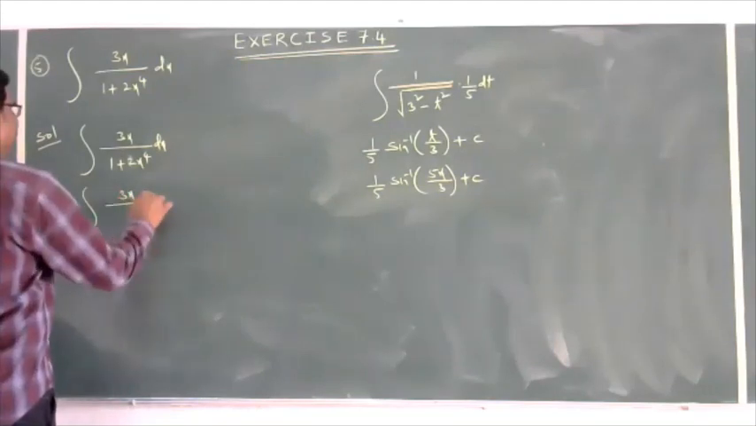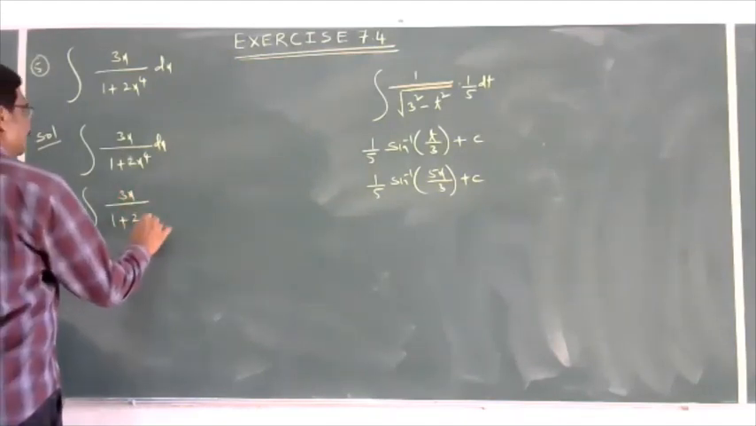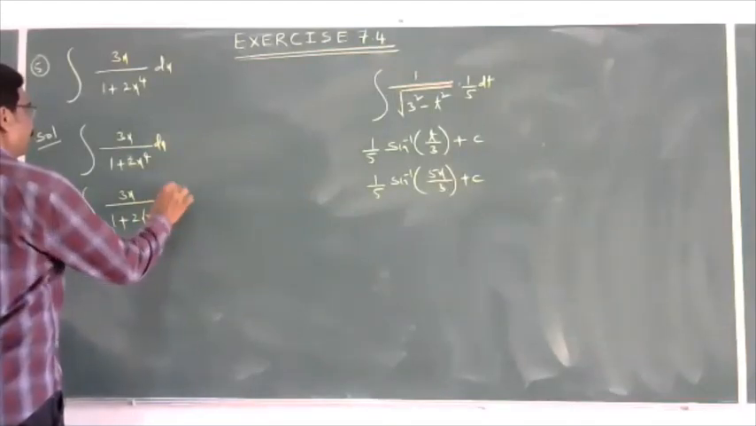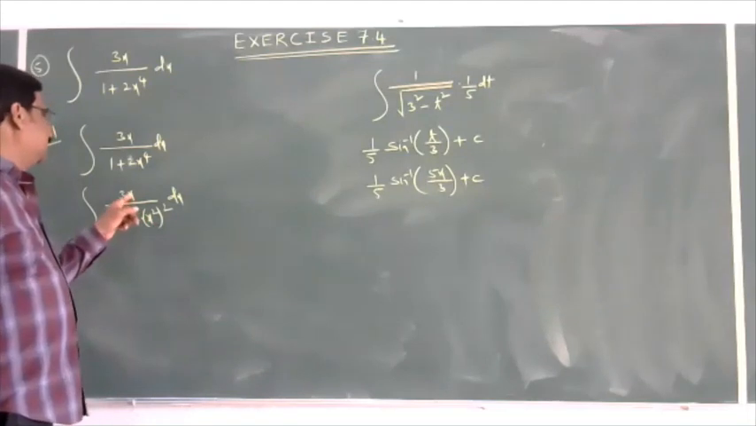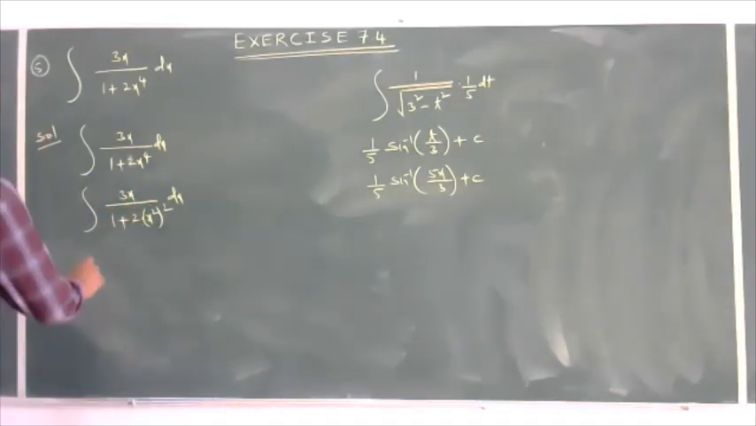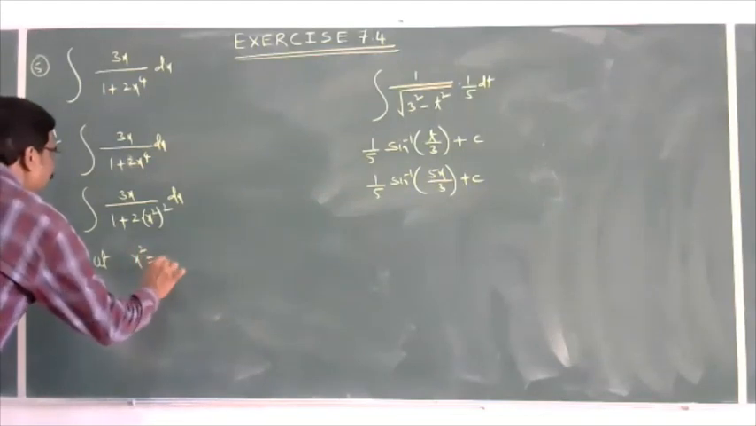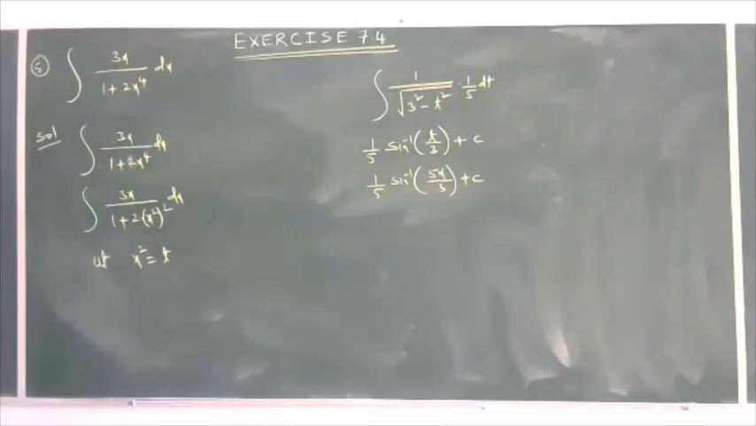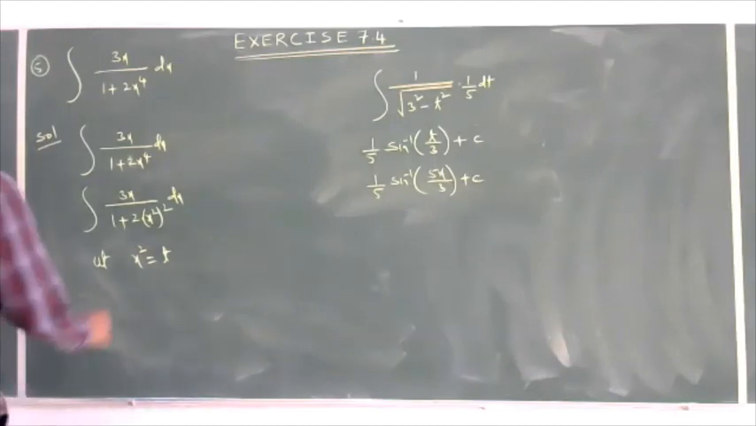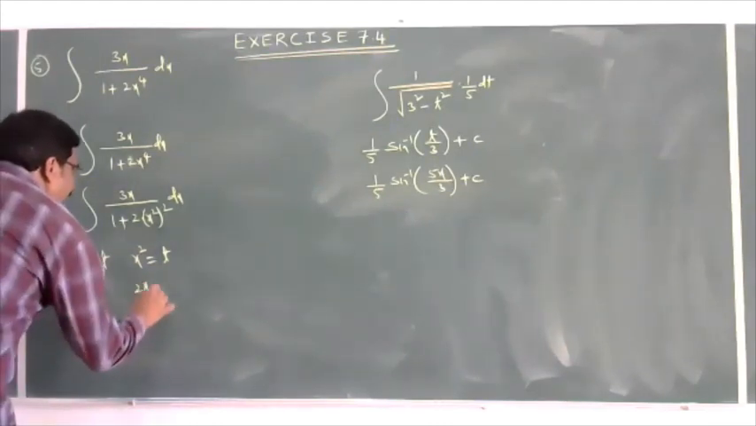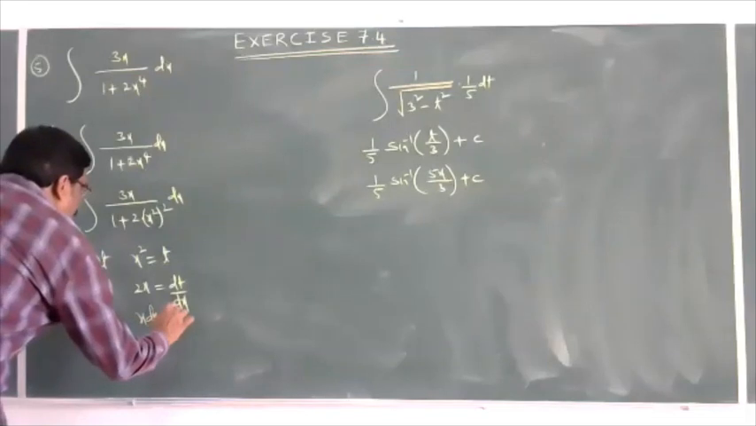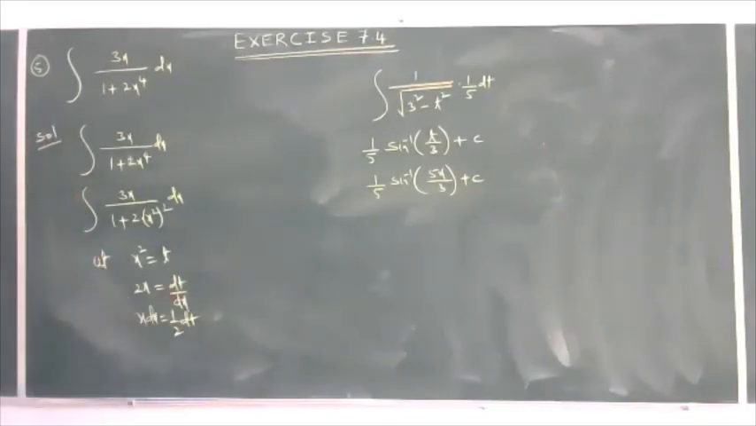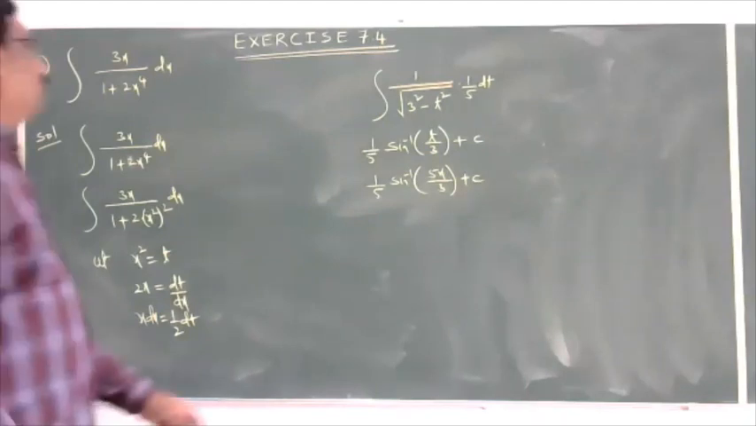That is integral 3x by 1 plus 2 into x to the power of 4, which is x square whole square, into dx. So derivative of x square is 2x. Here x is there. That's why let x square is equal to t. That is 2x is equal to dt by dx. That is x dx is equal to 1 by 2 into dt.